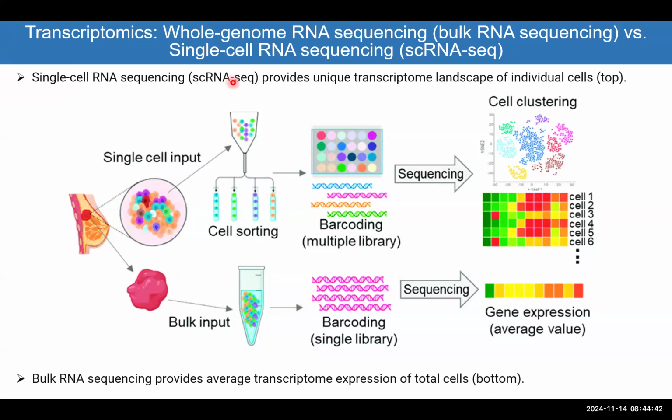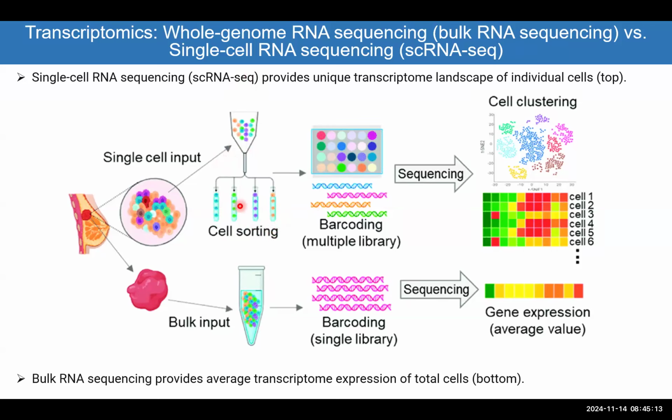So single cell analysis provides you a unique transcriptome landscape from individual cells. So you have to take those cells and sort them out. For example, I'm using the heart. I'm going to show you just an example in the next couple of slides. So there are 4 major components in terms of cell types: fibroblasts, endothelial cells, leukocytes, and cardiomyocytes.